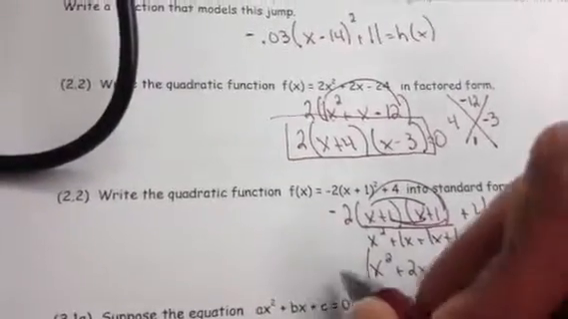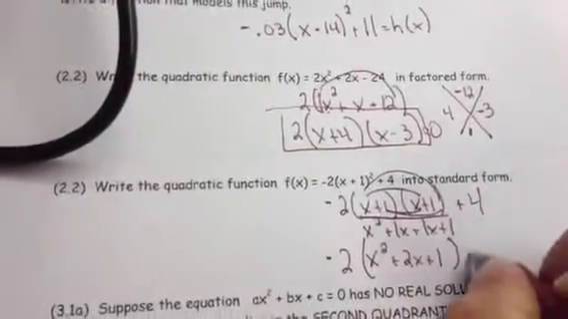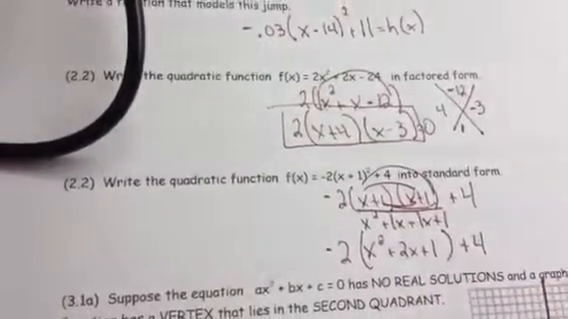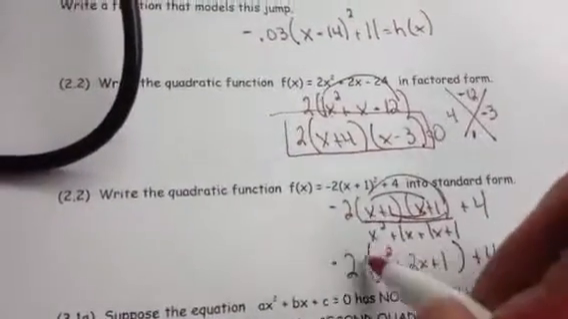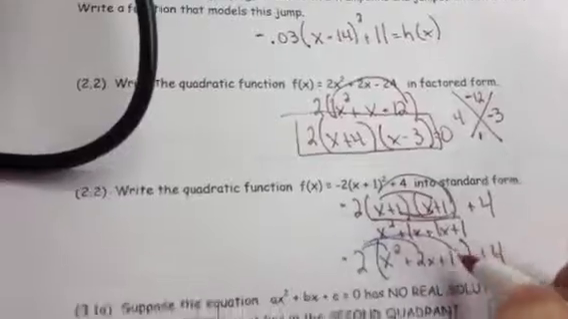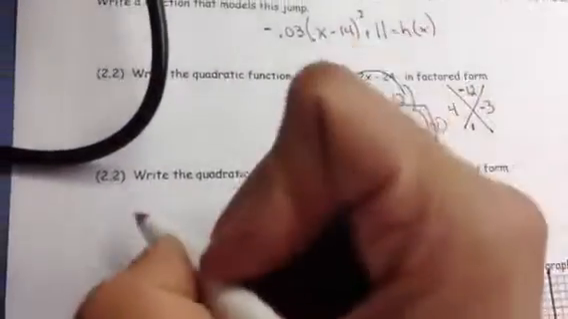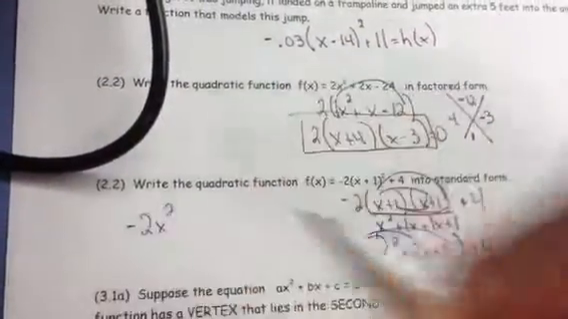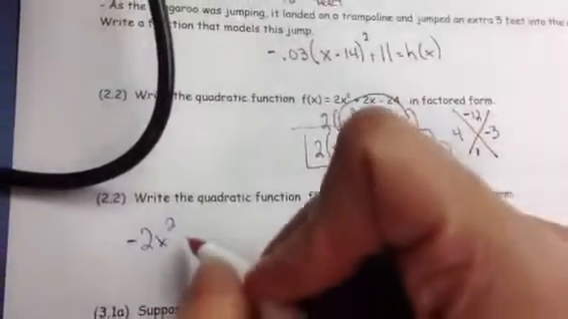But I still have this negative 2 in front, and I still have the 4 left. So the next thing I'm going to do is take this negative 2 and distribute it through. So I'm going to get negative 2x squared. Then I'm going to get a negative 4x.